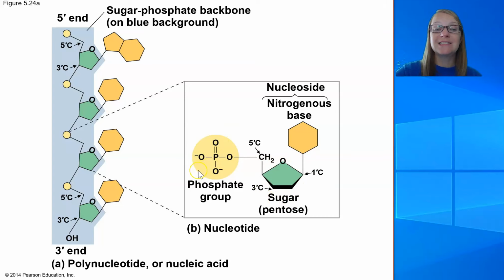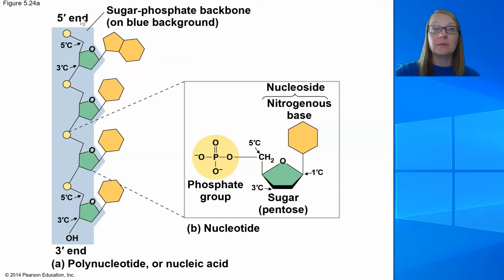Now, the way that you attach one full nucleotide to the next nucleotide is you're going to make a covalent bond between the phosphate of one nucleotide and the sugar of the other nucleotide. So we're going to make this bond right here. When we do this, we essentially create a sugar phosphate backbone. It's alternating sugar, phosphate, sugar, phosphate, sugar, phosphate, and so on and so forth.